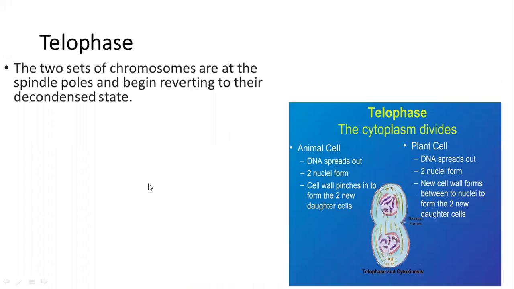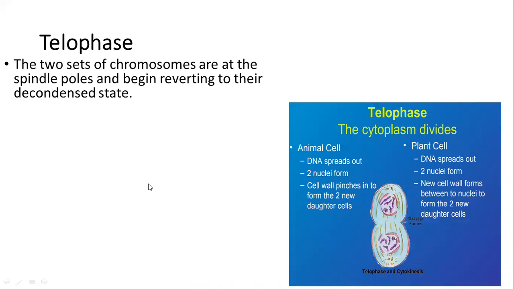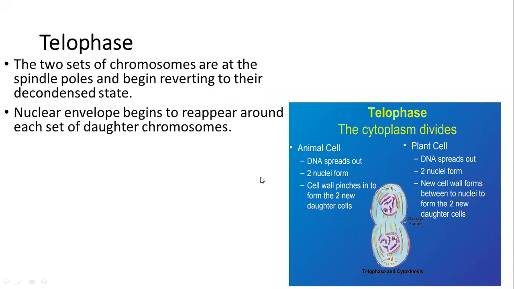And then we have the stage of telophase. During telophase, the two sets of chromosomes are at the spindle poles, and they begin reverting to their decondensed state. The nuclear envelope also begins to reappear around each set of the daughter chromosomes.